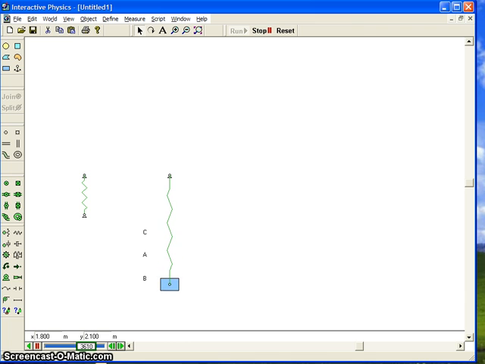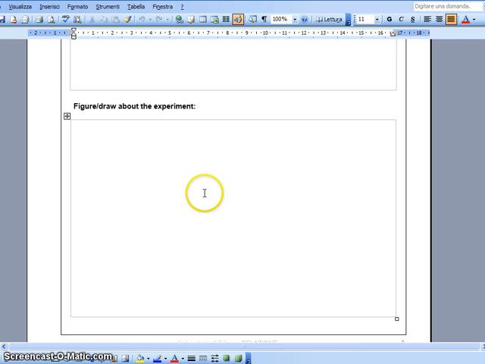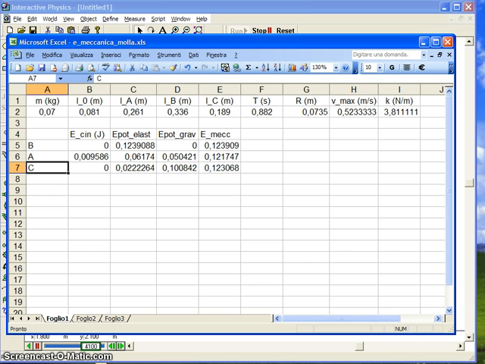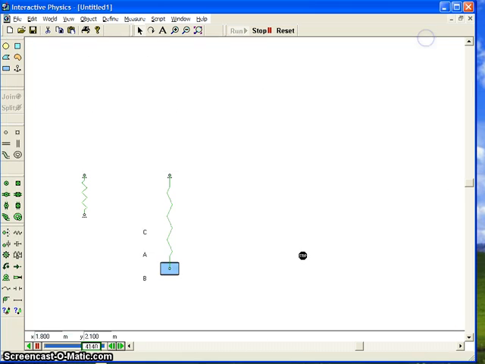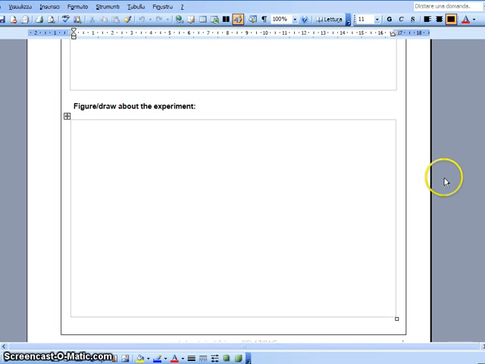In the second part of our report, you can draw a picture of our experiment. I mean, for instance, you can draw the spring in this situation and the spring during its oscillation.